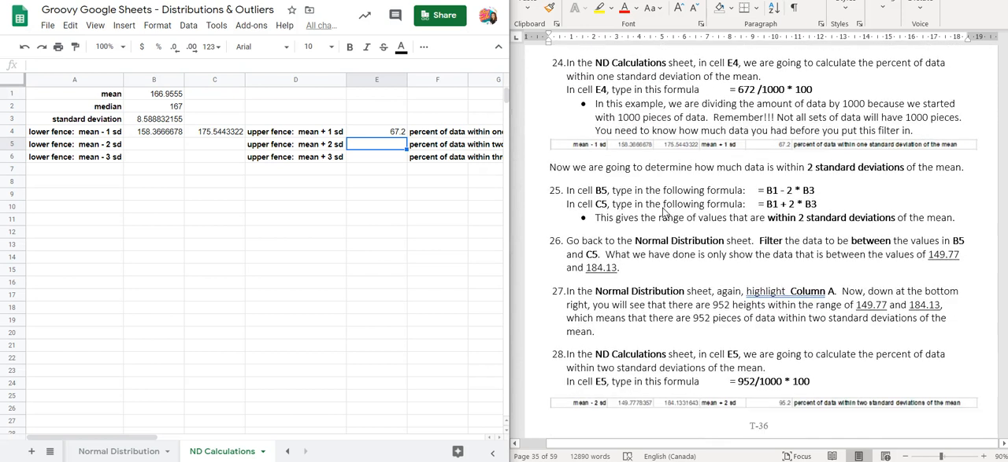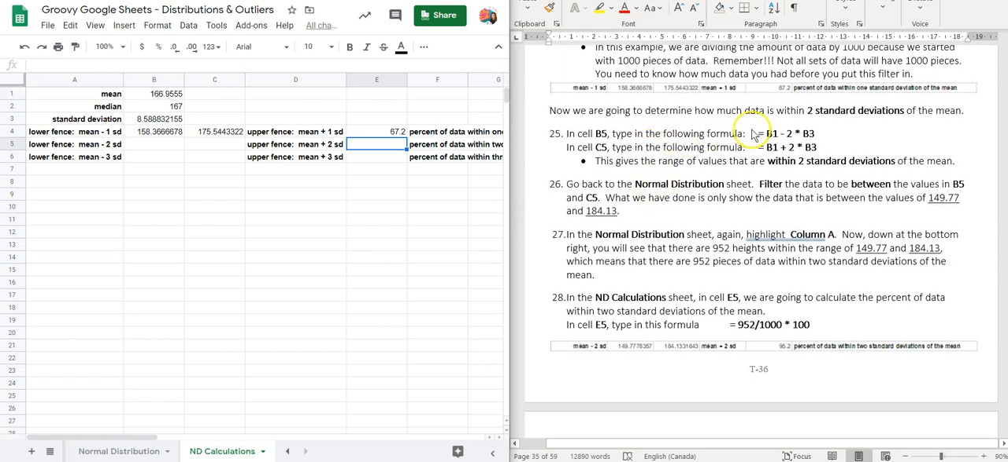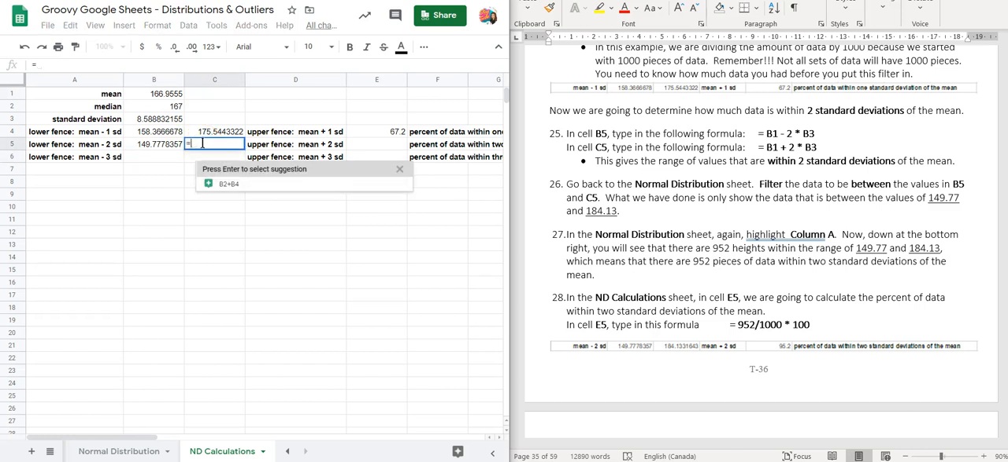Now what we're going to do is find out how much data is within two standard deviations of the mean. So the lower fence, we're going to take the mean and subtract 2 times the standard deviation, and we get about 149.8. And the other direction, we're going to take the mean and add 2 times the standard deviation. So that's what we did here.